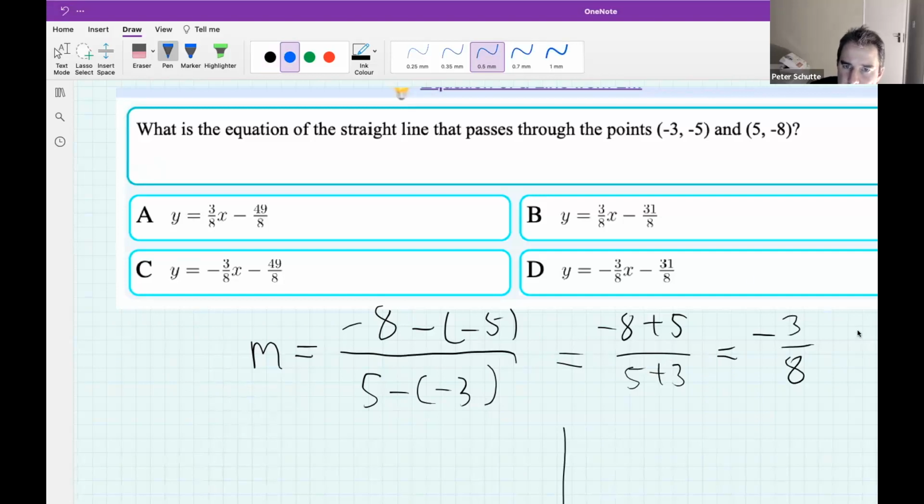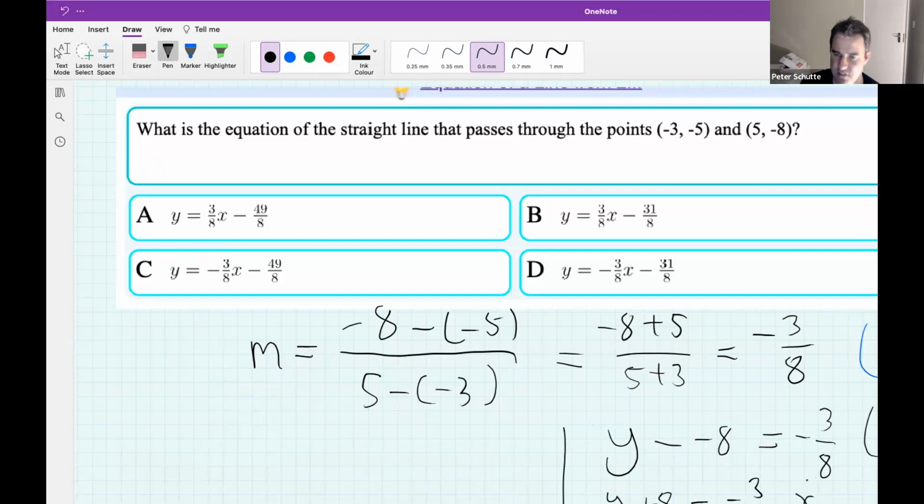So what point should I use? I'll use the point 5, minus 8. I'm just going to do method 2 for this one because I'm running out of time, but we should get the same answer. So y minus minus 8 equals minus 3 over 8 (x minus 5). So I get y plus 8 equals minus 3 over 8 x.